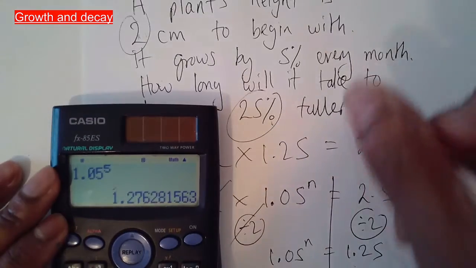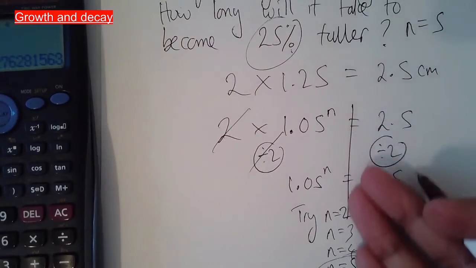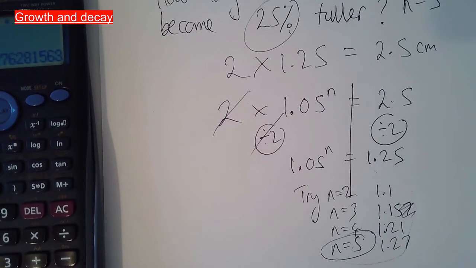Answer, n equals 5. But look what I've done. I've actually shown the working out here. I've shown the examiner exactly what I've tried. Everything that I've tried, all the different numbers that I've tried.